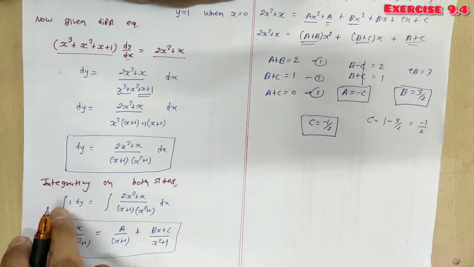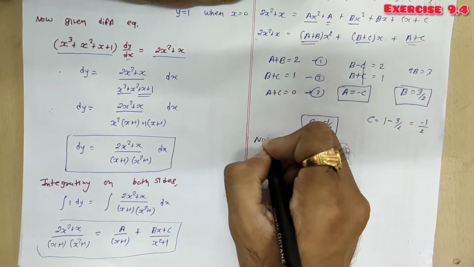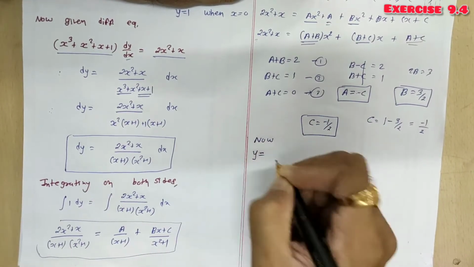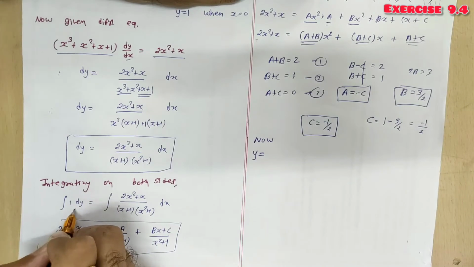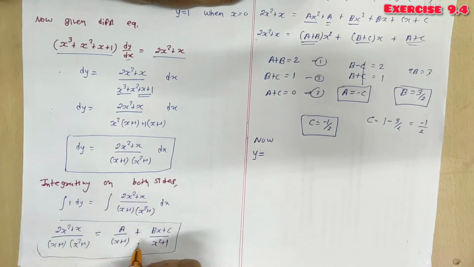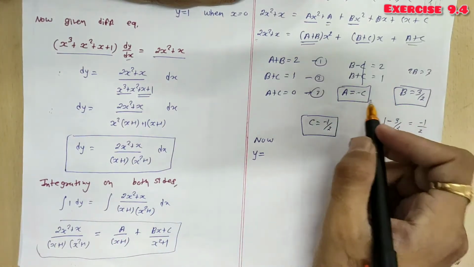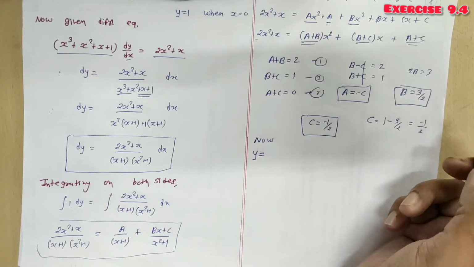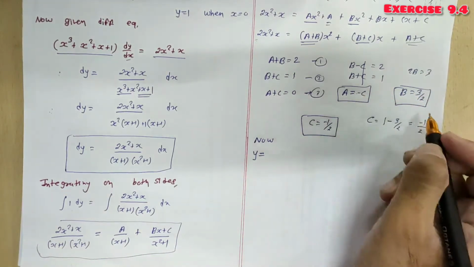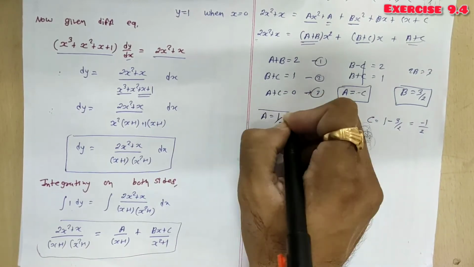So integration of 1 with respect to y is y. So now y equals the integration of this term, which is equal to this one, where is a? We have not found a yet. So a equals minus c, which is minus 1 by 2. So a is 1 by 2.